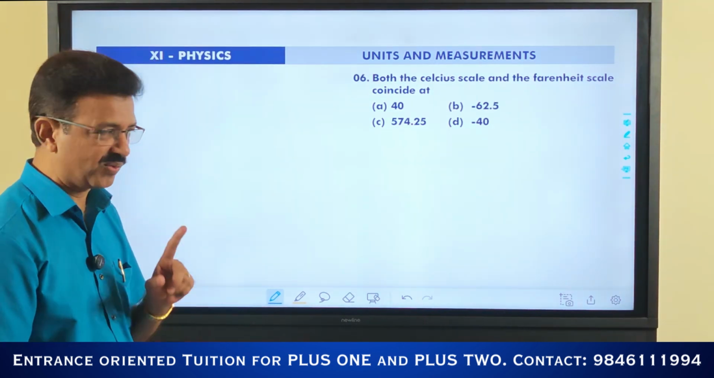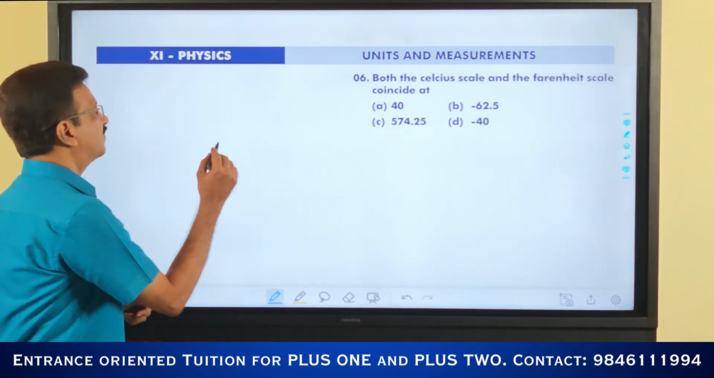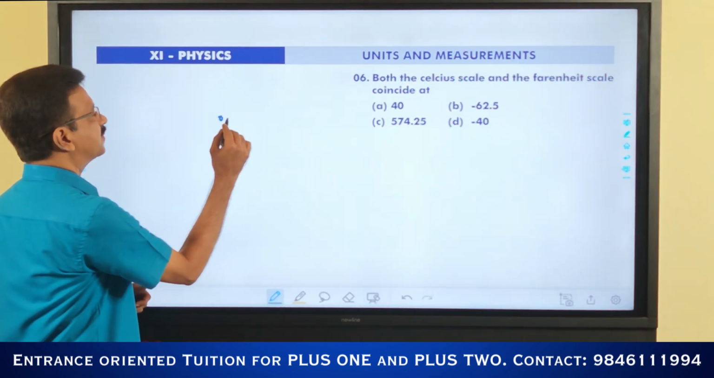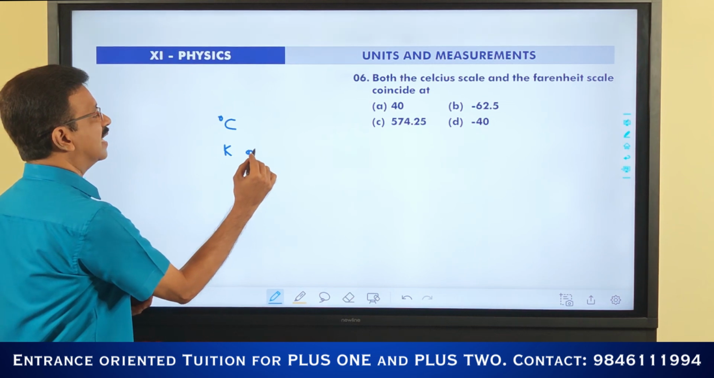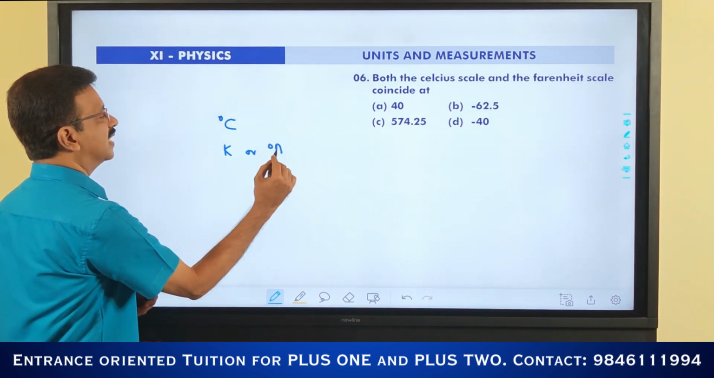4 different units are, first one, degree Celsius. Then Kelvin or degree absolute.